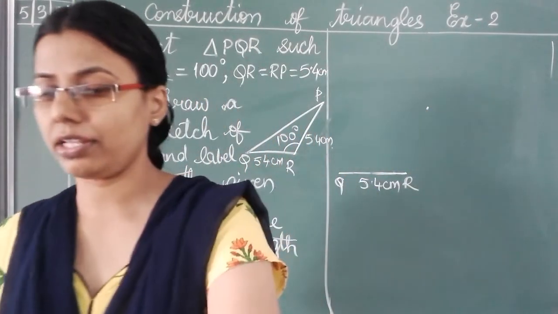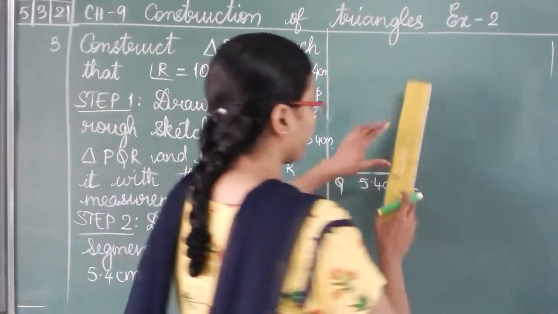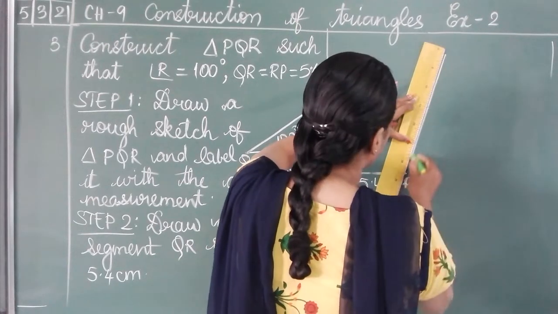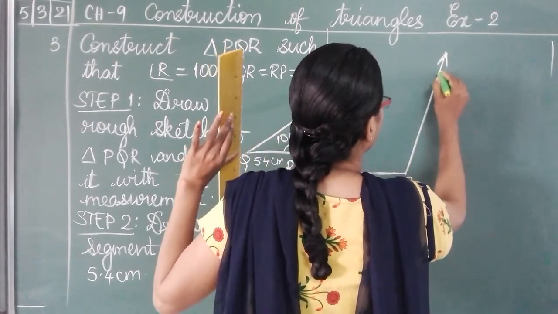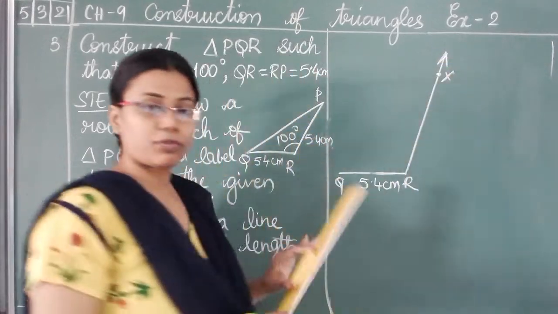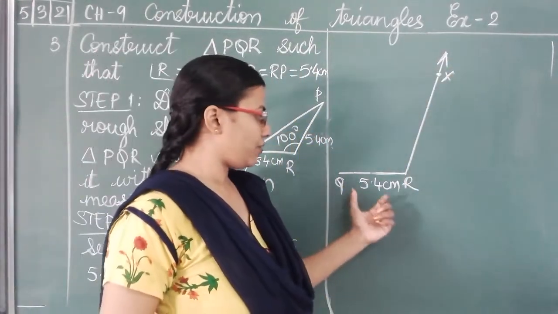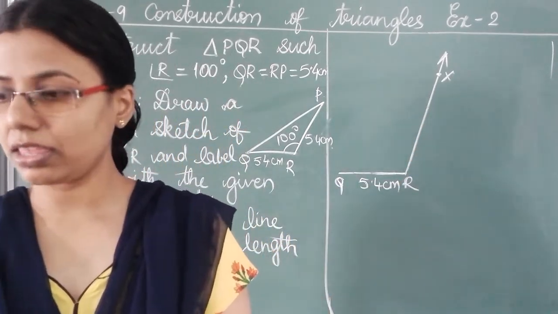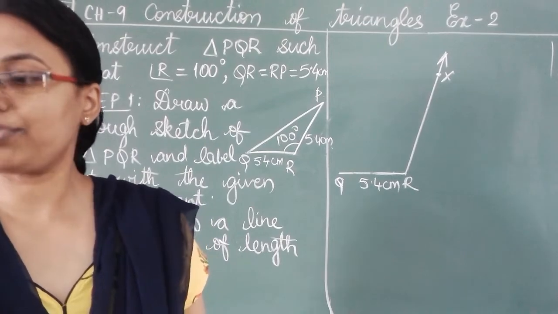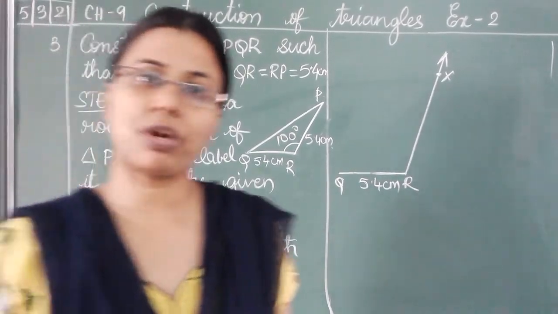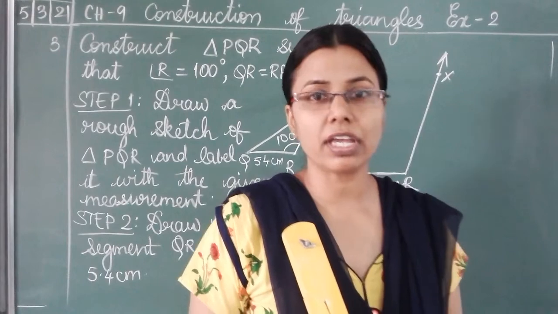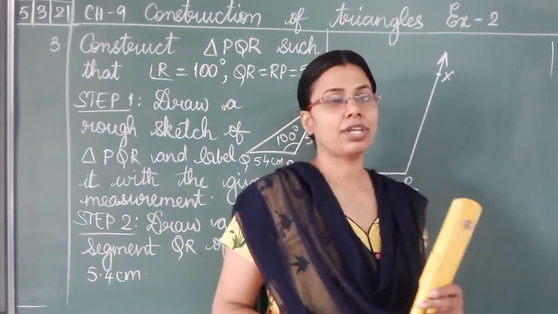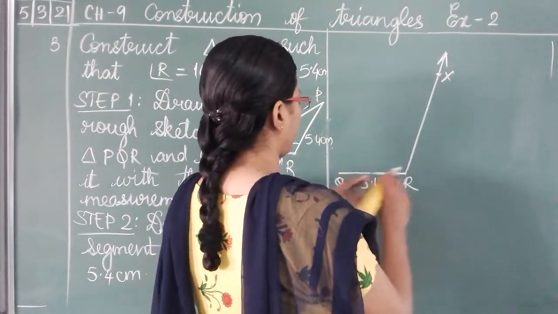Now use your scale and join, draw a ray. This is a ray RX. I am drawing a ray RX. Now what we are going to do is RP. RP, you know that the length is 5.4 centimeters. So as the length of both the sides is equal, that is the reason we are going to use the compass and measure the length.